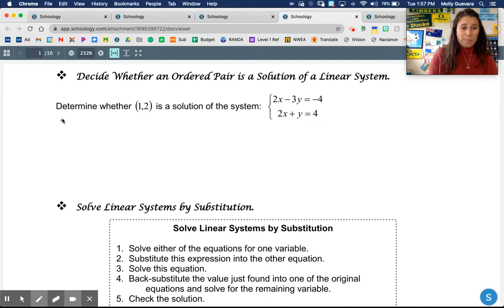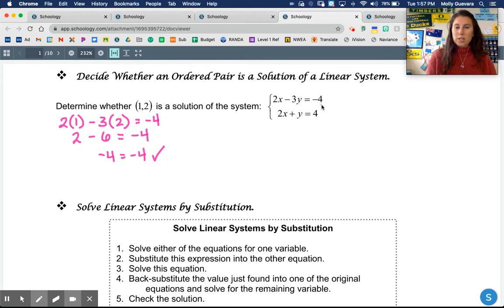So let's try the first one, which is 2 times x, which x is 1, minus 3 times y, and y is 2, and it equals -4. So I'm just going to simplify this. 2 times 1 is 2, 3 times 2 is 6, equals -4. So I get -4 equals -4. So (1, 2) works for the first equation. Now we need to see if it works for the second equation. Having it work for just the first equation just means that the point (1, 2) is on this line. But I also have to make sure it's on this line because that's where they cross.